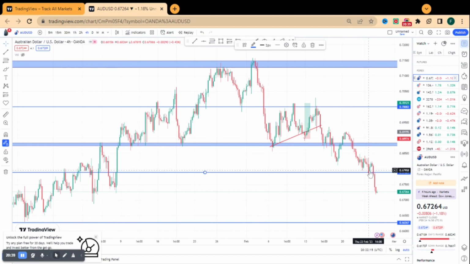Now on Thursday, the market pulled back a little bit. Then I entered my trade here on Thursday. Once I met up with my target of about $200 plus on Thursday, I exited the market.